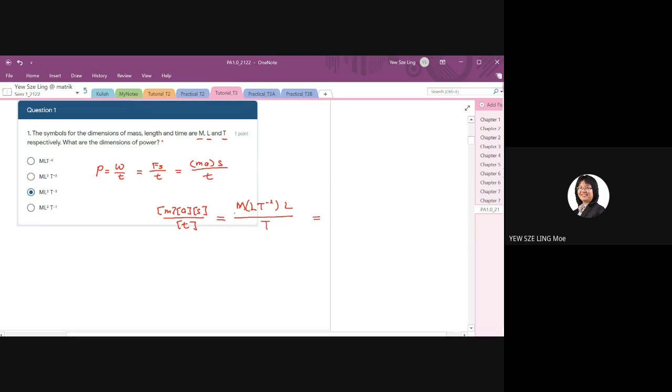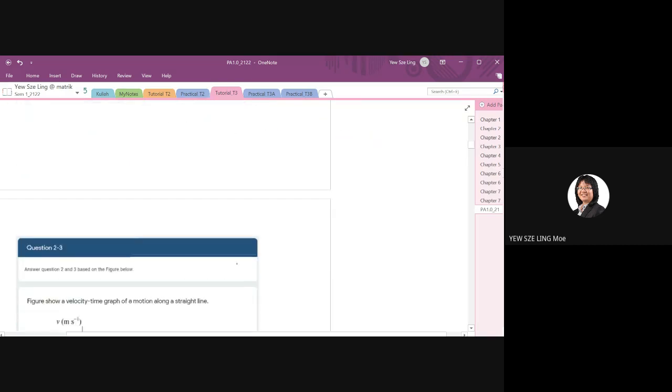Therefore, it is equal to ML squared T negative 3. So the answer is C. Okay, the answer is C. So this is how you do a dimensional question. So let's move to question number 2.